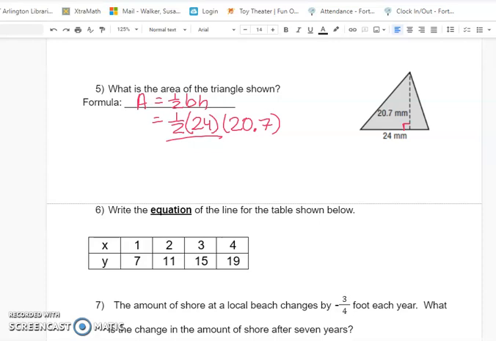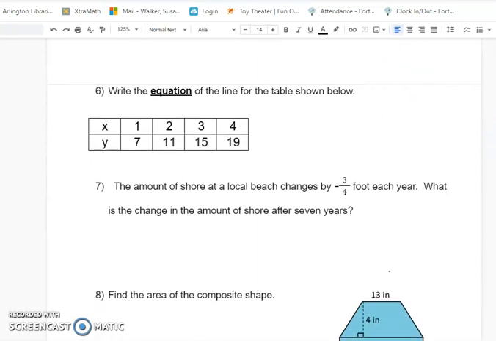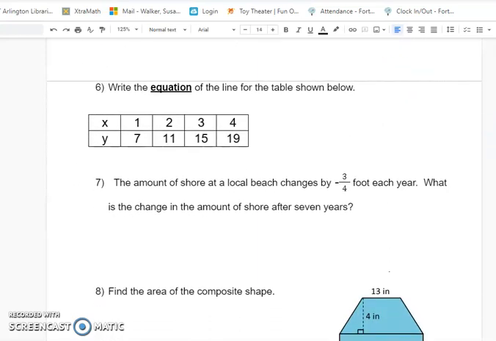Okay, number 6. We've kind of talked about this, but I really haven't had you do it by yourself yet. So we're going to work on this. So this says, write the equation of the line for the table shown below. Okay? So the 2 equations we know are y equals kx and y equals mx plus b. So we have to figure out which one we're going to use. So remember, first of all, we find the constant rate of change, which is always m. Sometimes k, but always m.